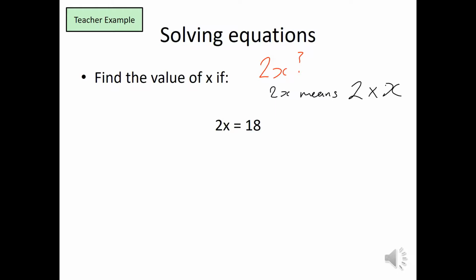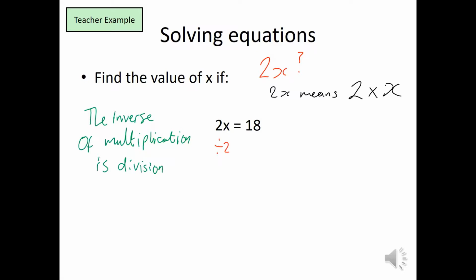So let's recap on the left hand side. What is the inverse of times? The inverse, which means the opposite of multiplication, is division. So the inverse of multiplication is division. So 2 times x. What's the inverse of times 2? Divided by 2. But again, we're balancing an equation, so we need to divide by 2 on both sides.